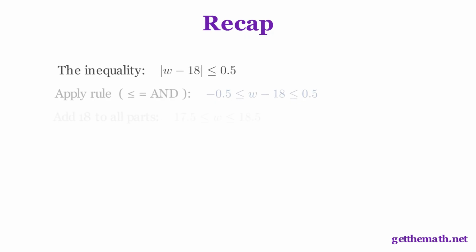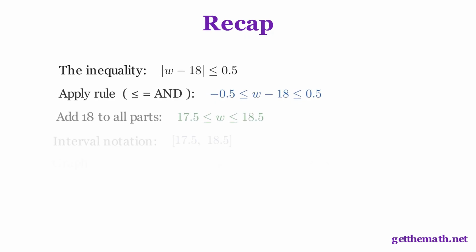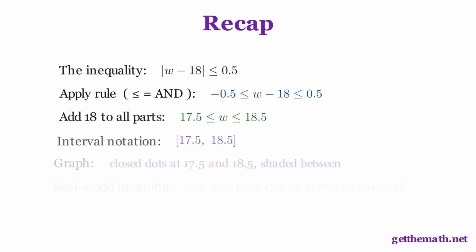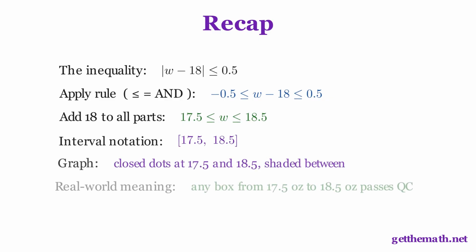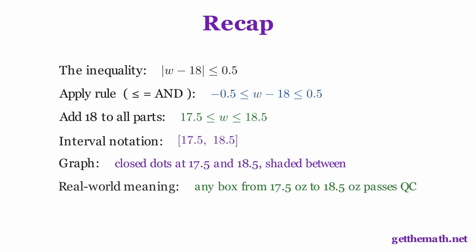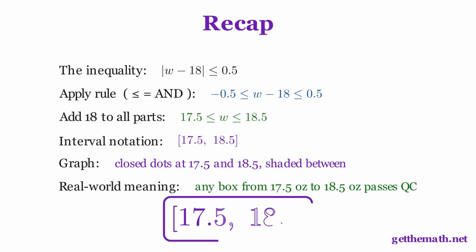Let's recap everything. The problem, a cereal box labeled 18 ounces. Variance of at most 0.5 ounces. Step 1, write the inequality. The absolute value of W minus 18 is less than or equal to 0.5. Step 2, K equals 0.5, positive, rule applies. Less than or equal to means and. One connected piece. Step 3, apply the rule. Negative 0.5 is less than or equal to W minus 18, which is less than or equal to 0.5.